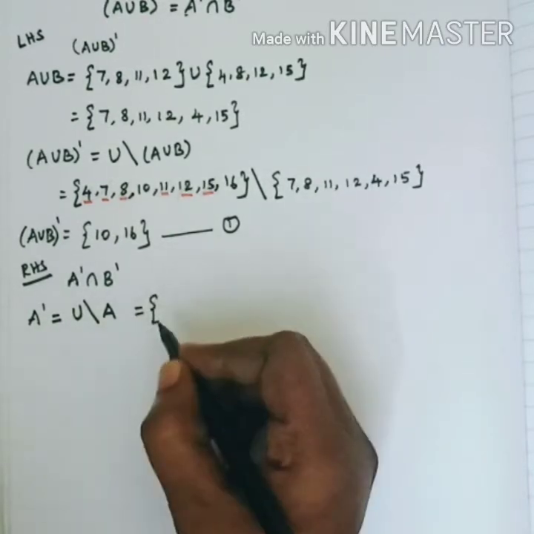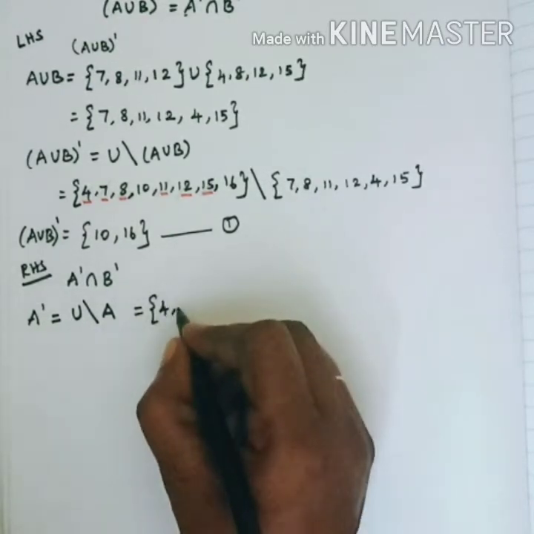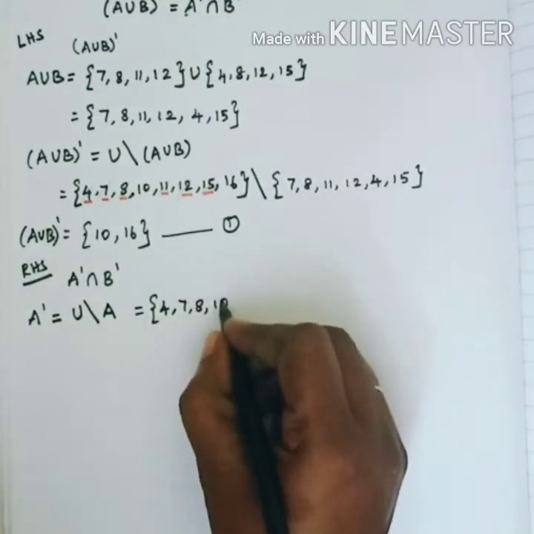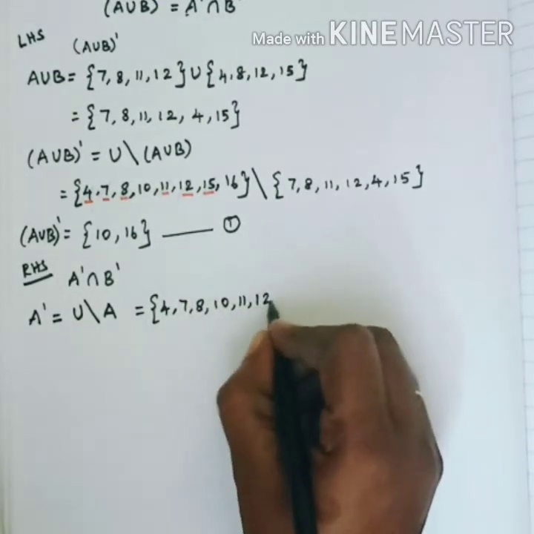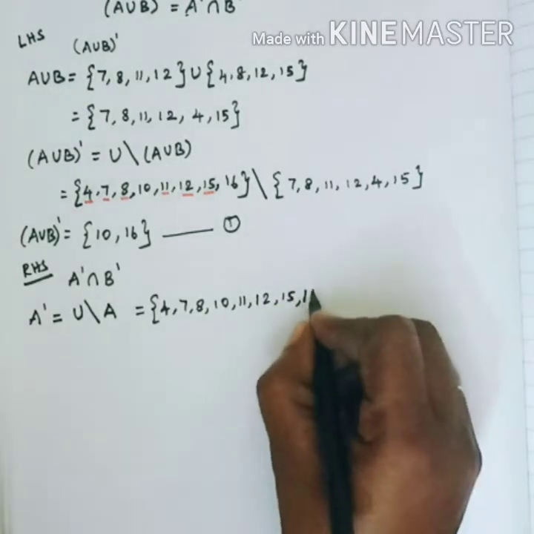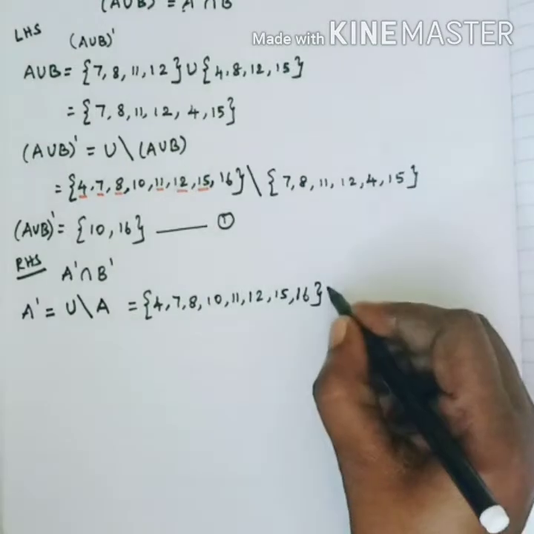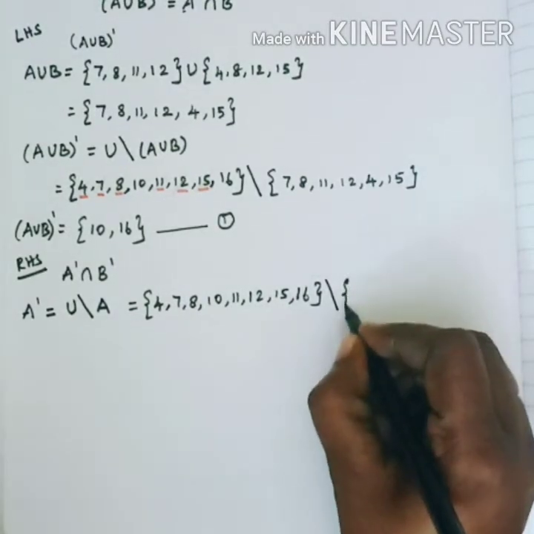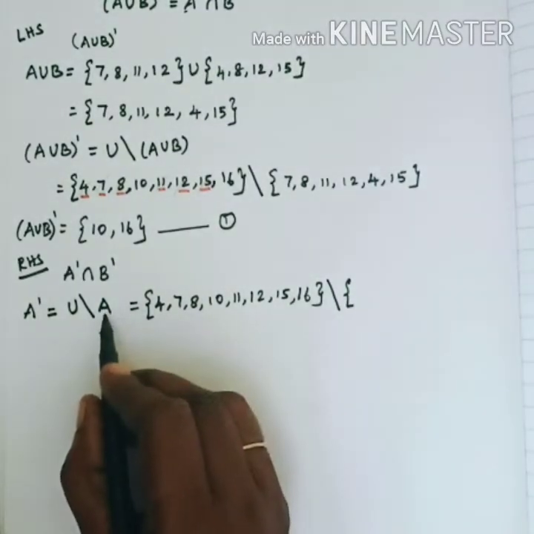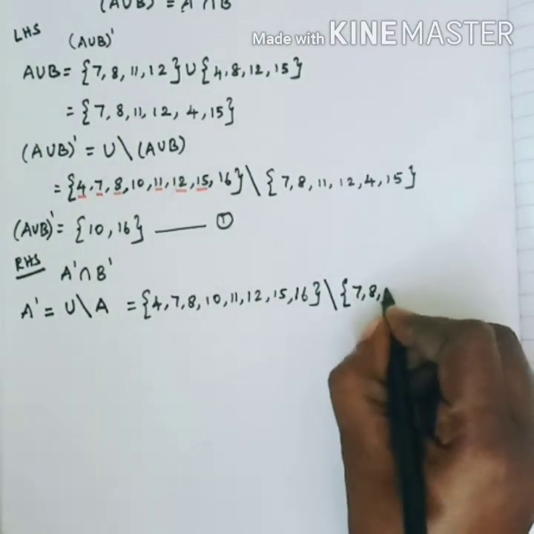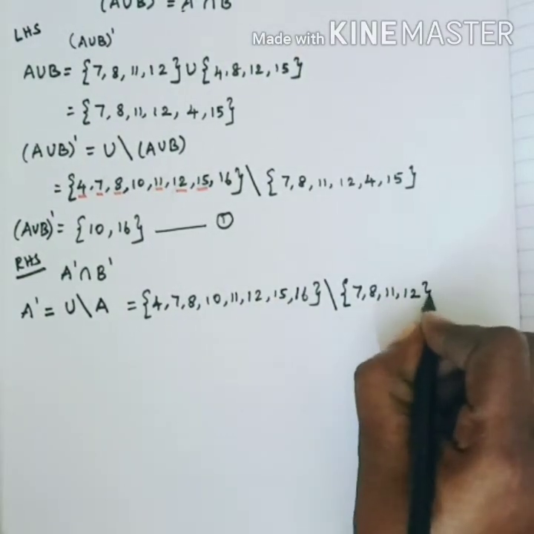Universal set is given in the sum: 4, 7, 8, 10, 11, 12, 15, 16. This is your universal set. And then put the slash symbol here. And then A. What are the elements of A? The set A is 7, 8, 11, 12.